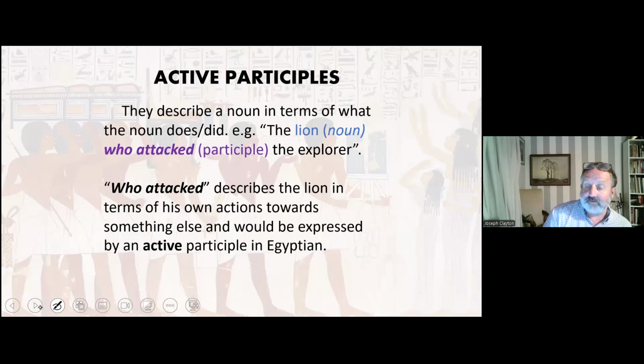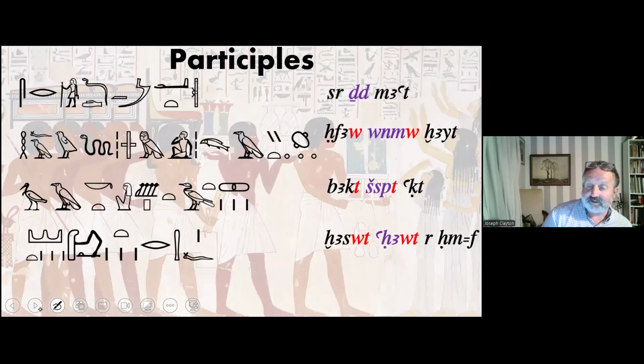So active ones, what the noun did to somebody else. So the lion who attacked the explorer. So it's actually the way he's doing the action against somebody else. Okay. So for instance, we have sr, an official, djed maat. So it's describing the official in terms of what he does. And djed, remember, means to speak. So it's an official who speaks the truth. Okay. Remember, they've got to agree as well.